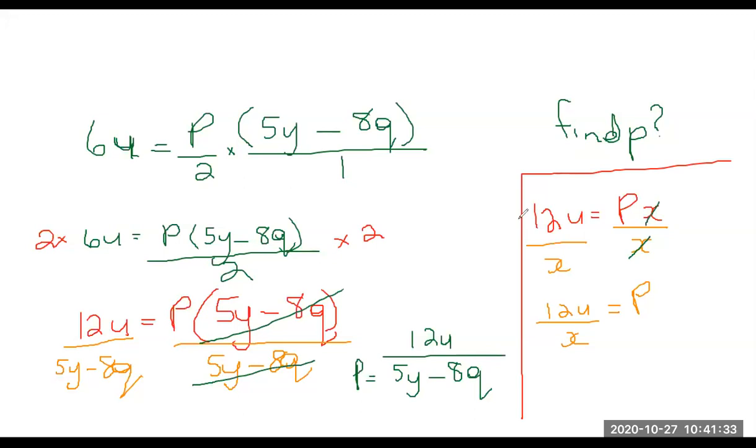That's just a good quick introduction to how we solve these literal equations. Basically just finding a variable whenever it's asked for. So I could have asked you for p, I could have asked you for u, I could have asked you for y, I could have asked you for q, whatever it is.